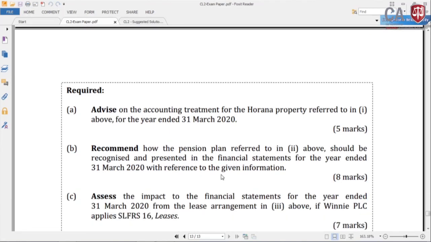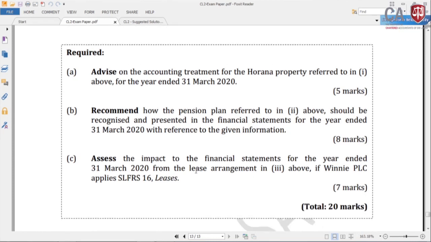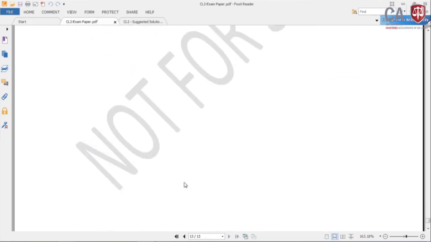Advise on the accounting treatment for the Horana property referred to in 1 above for the year ended 31st March 2020, recommend how the pension plan referred to in 2 above should be recognized and presented in the financial statements for the year ended 31st March 2020 with reference to the given information. Assess the impact to the financial statements for the year ended 31st March 2020 from the lease arrangements in 3 above if Winnie PLC applies SLFRS 16 leases.